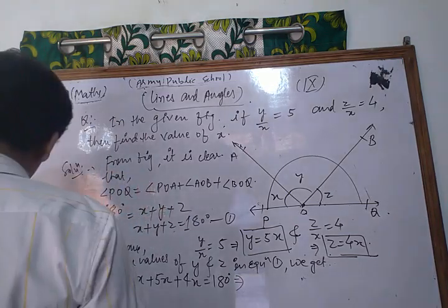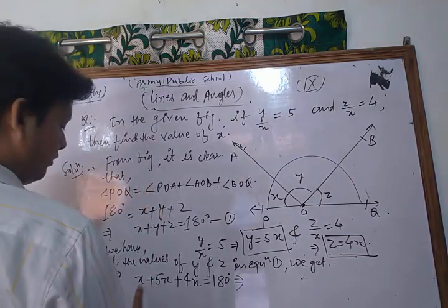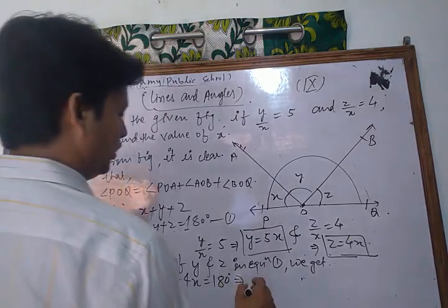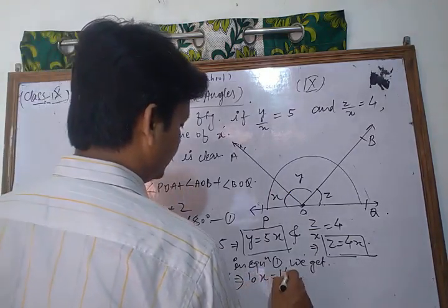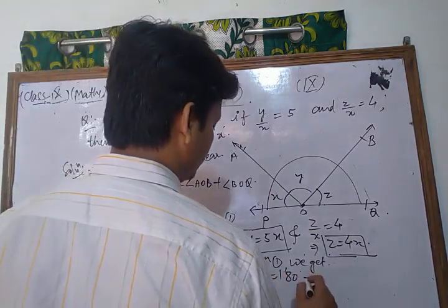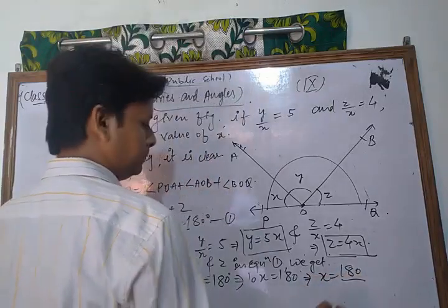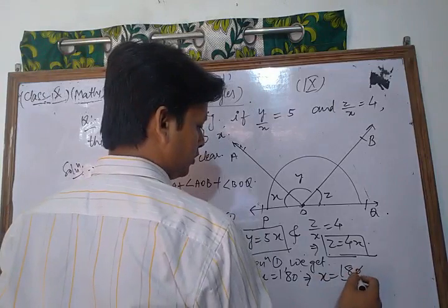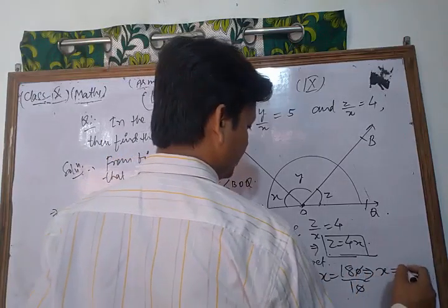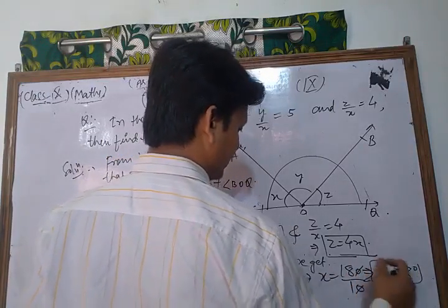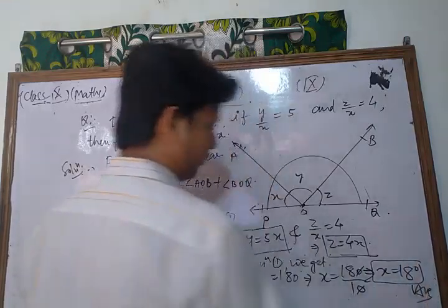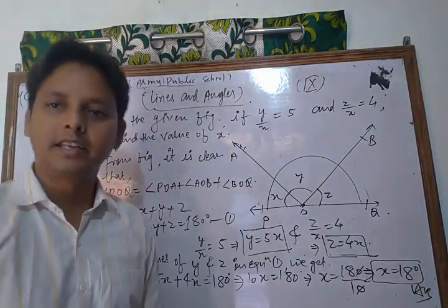Now here 1 plus 5 plus 4 is 10, so this is 10x is equal to 180. So from there x is equal to 180 upon 10, the zeros cancel each other, thus the value of x is 18 degrees. Okay, the value of x is equal to 18 degrees.